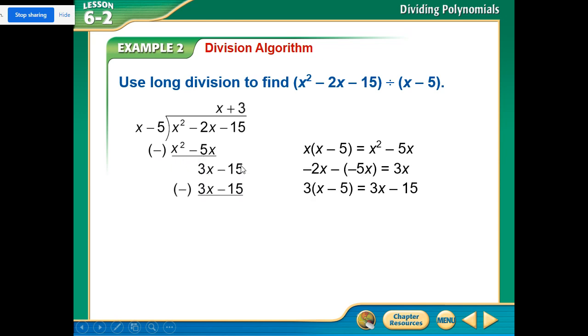Bring down the 15. Now I have to ask myself, what do I need to multiply x by to make it 3x? Well, I got to multiply by 3. So 3 times the 5 and the 3 times the x is 3x minus 15. And that will give me a remainder of 0. So my answer is this up here. If I have any kind of remainder, I will have to go ahead and write it up over here, but it is just a remainder of 0, so it's just x plus 3.